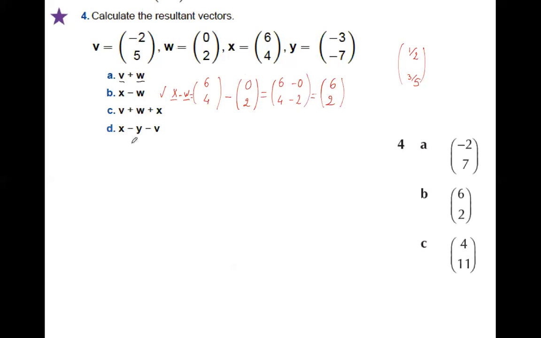Okay, and for the last one, I've got X minus Y minus V. So 6 for the top component, minus 3, that becomes plus 3. That's 9. Minus 2, it becomes 11 on the top component. And for the one at the bottom, you get 4 minus 7, that's -11. Minus 5 should be -6. So that's why you've got it in component form, (11, 6).